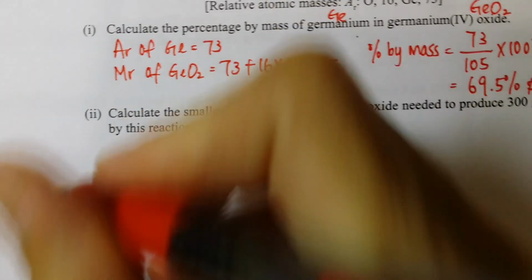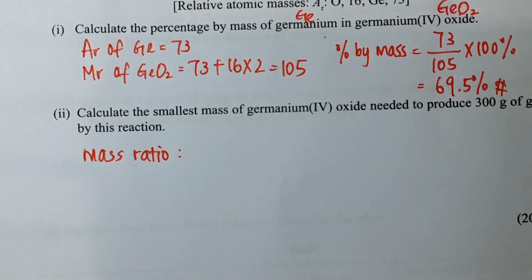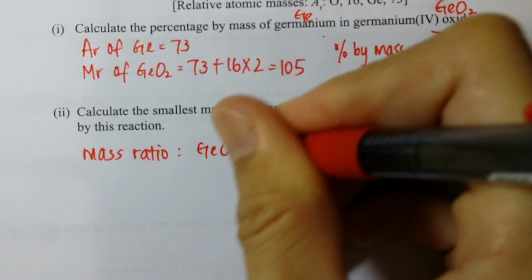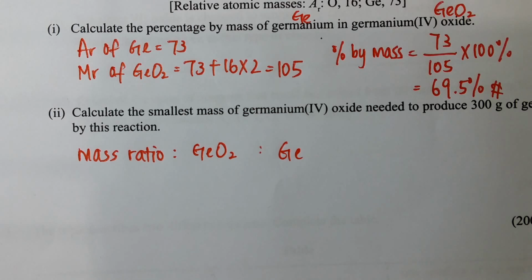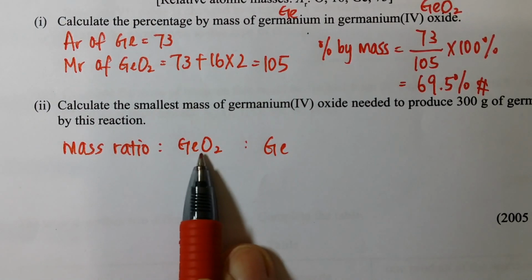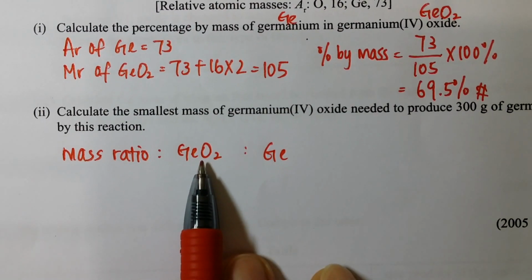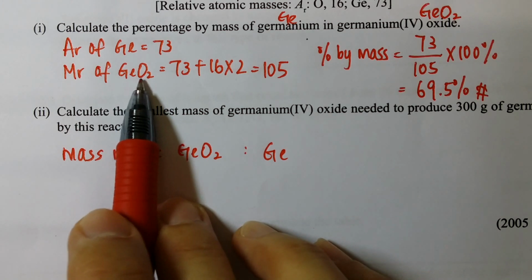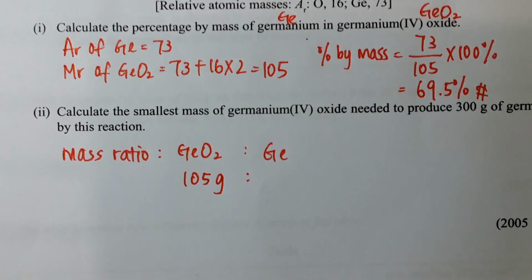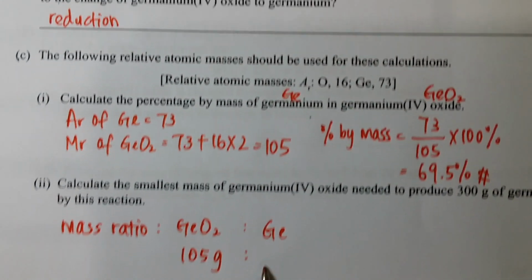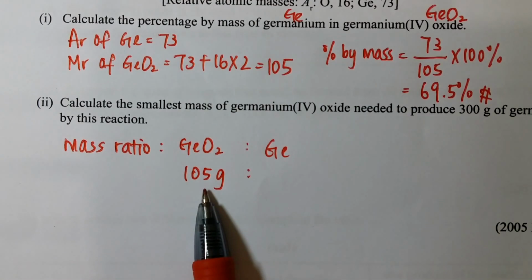So the working would be mass ratio. You must write down what ratio you are talking about. Mass ratio of germanium(IV) oxide and germanium. What would be the mass of 1 mole of germanium(IV) oxide? So that would be the Mr of GeO2, which is 105 gram. So based on the chemical equation, it is 1 mole to 1 mole. So the mass of 1 mole is 105 gram.